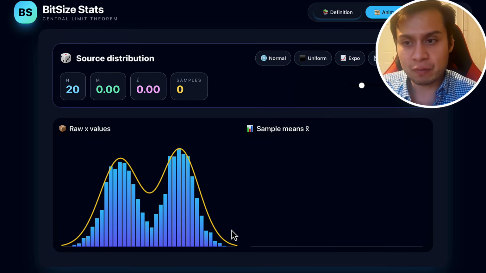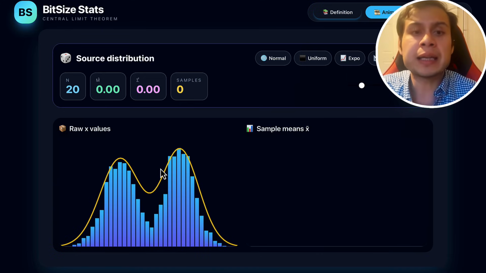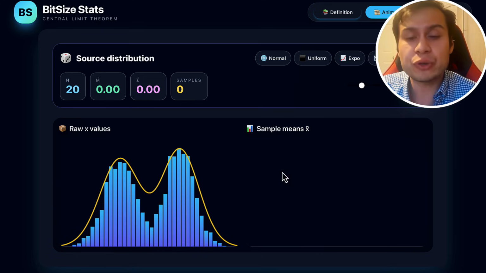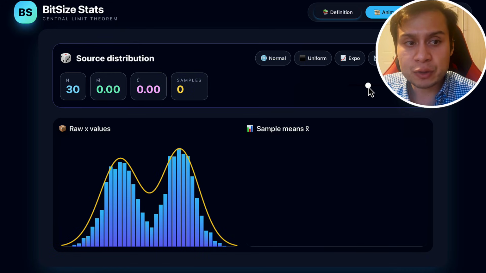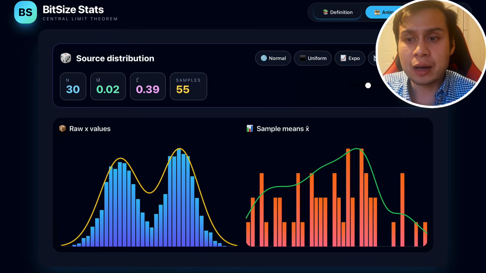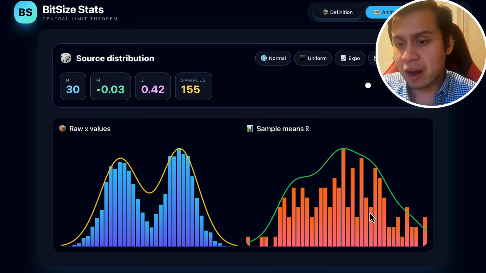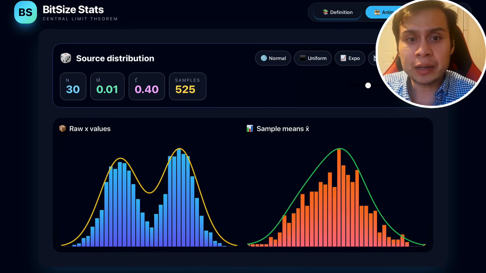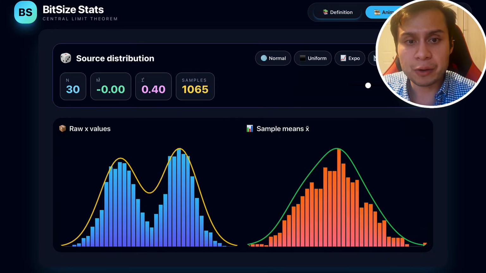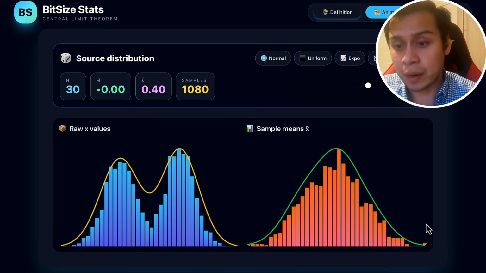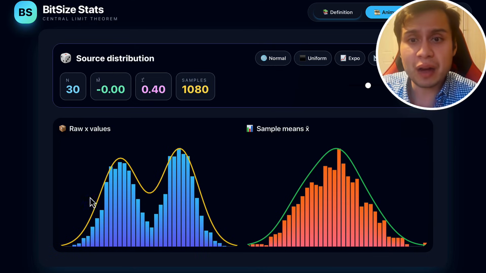Even though it's very irregular, after we do the drawing and then calculate the mean, the sampling distribution of the mean will look normal. And then let's make the sample size around 30. And then let's draw a few, 55 samples. It looks like this. After 155, it looks like this. Let's run it for about 1,080, and it already looks quite normal. So regardless of our starting distribution, our sampling distribution of the mean looks normal in the end.